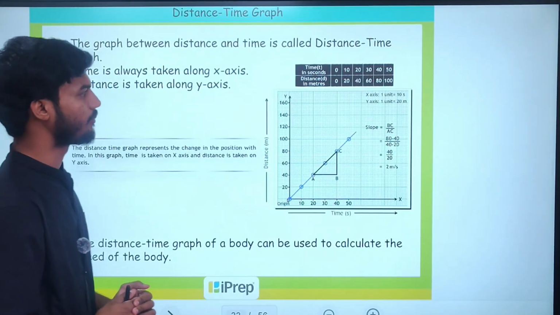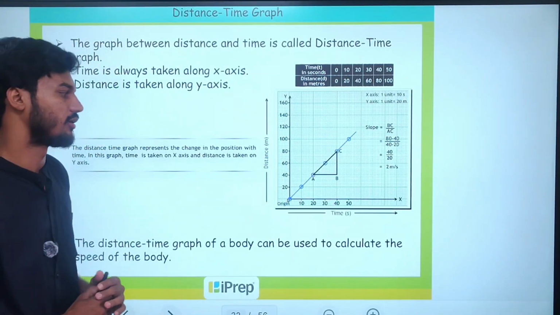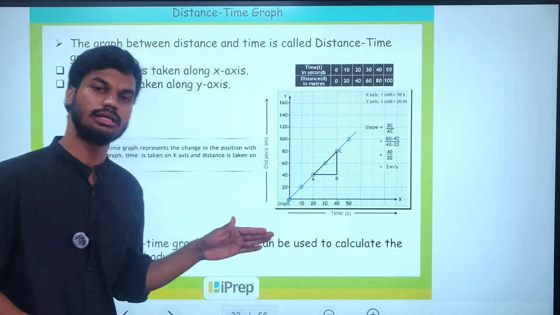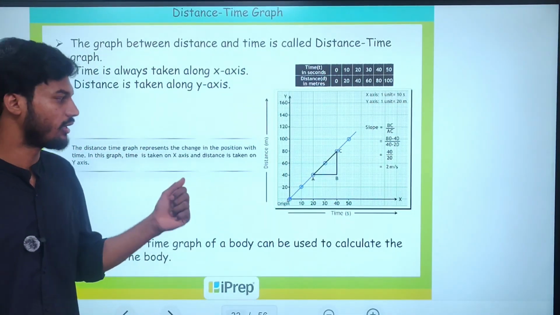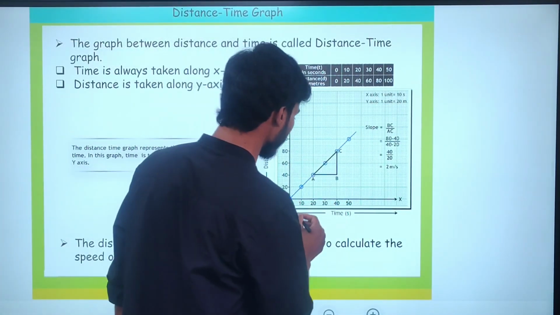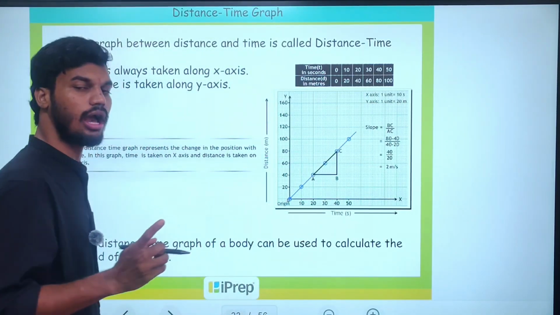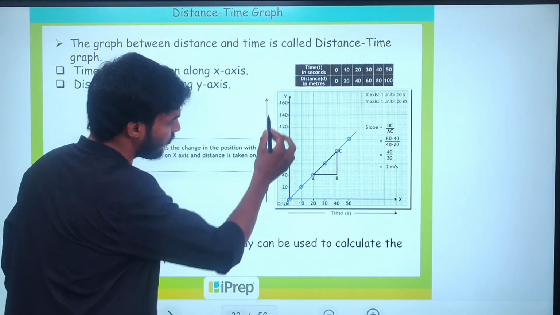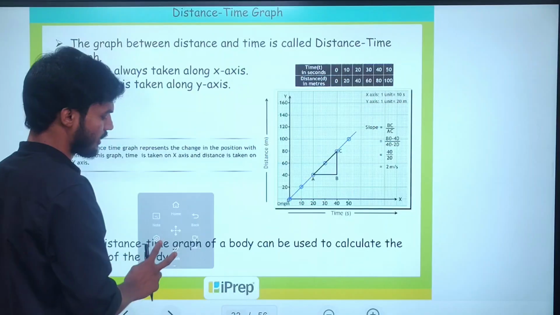Next, distance time graph. What is called a distance time graph? In the previous graph, we saw speed and distance, right? Now we are seeing the distance time graph. Look here, in the x-axis you have to take the time, and in the y-axis you have to take the distance.